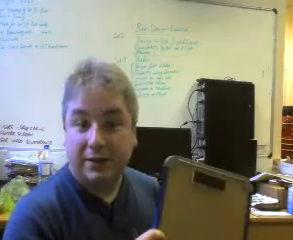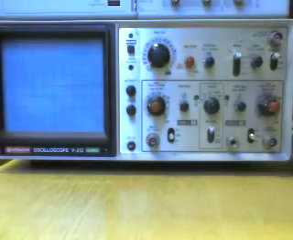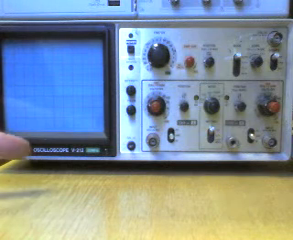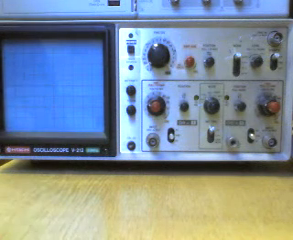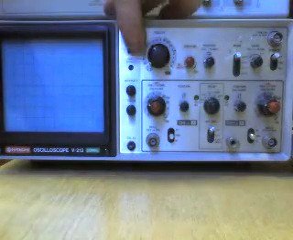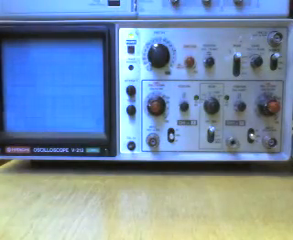Now then, let's apply that to the oscilloscope. Okay, then here we have an analog oscilloscope. Okay, and let's get started on this. First of all, power on.